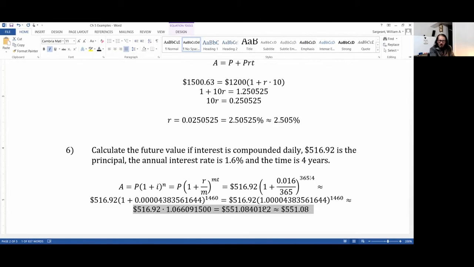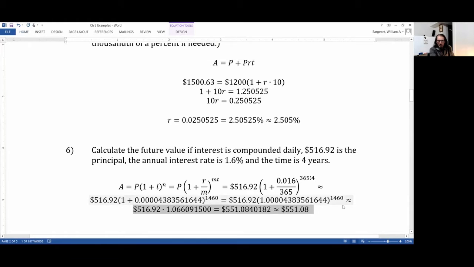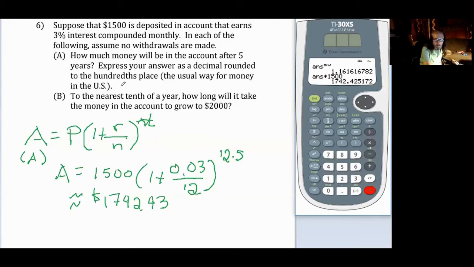So I found out here what 1.000043 blah, blah, blah to the 1460 is. And finally, I do the multiplication. After rounding, because this is money, to the hundreds place, $551.08.